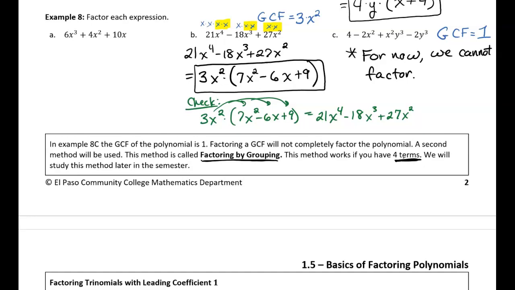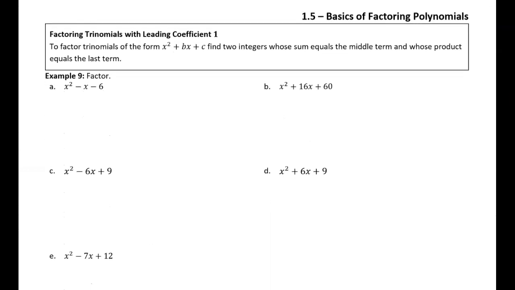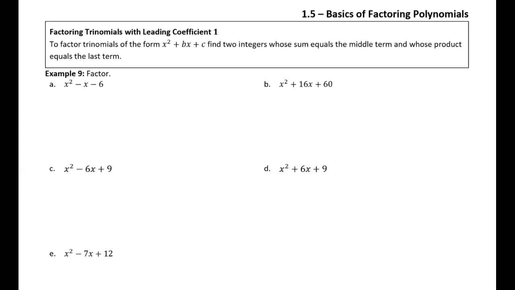But what other methods do we have for factoring in cases where our GCF is 1 or we don't know what else to do from factoring out the GCF? We come to our next method. It's factoring trinomials with a leading coefficient of 1. So now we're looking at trinomials. It's a special case of a polynomial. The name tells us what to expect.